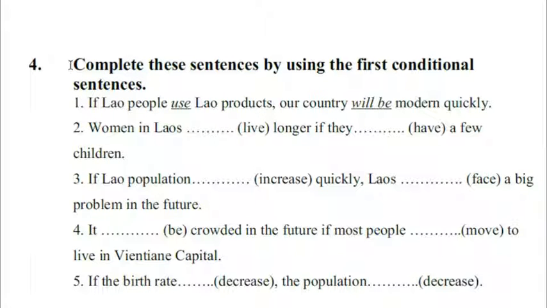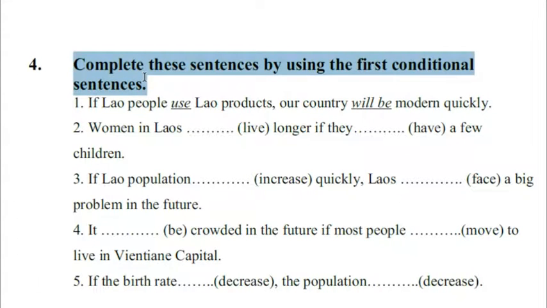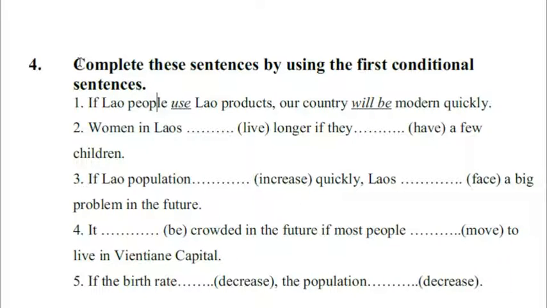Okay, coming to number 4. Complete these sentences by using the first conditional sentences. Now the first conditional is just the one that we learned, and it is present simple condition. So here we say, if Lao people use Lao products. Now if is in the front, and we have our subject here with our verb. So that means that it is the first example that we use. So the result will be at the end. Right? So our country will be modern quickly.